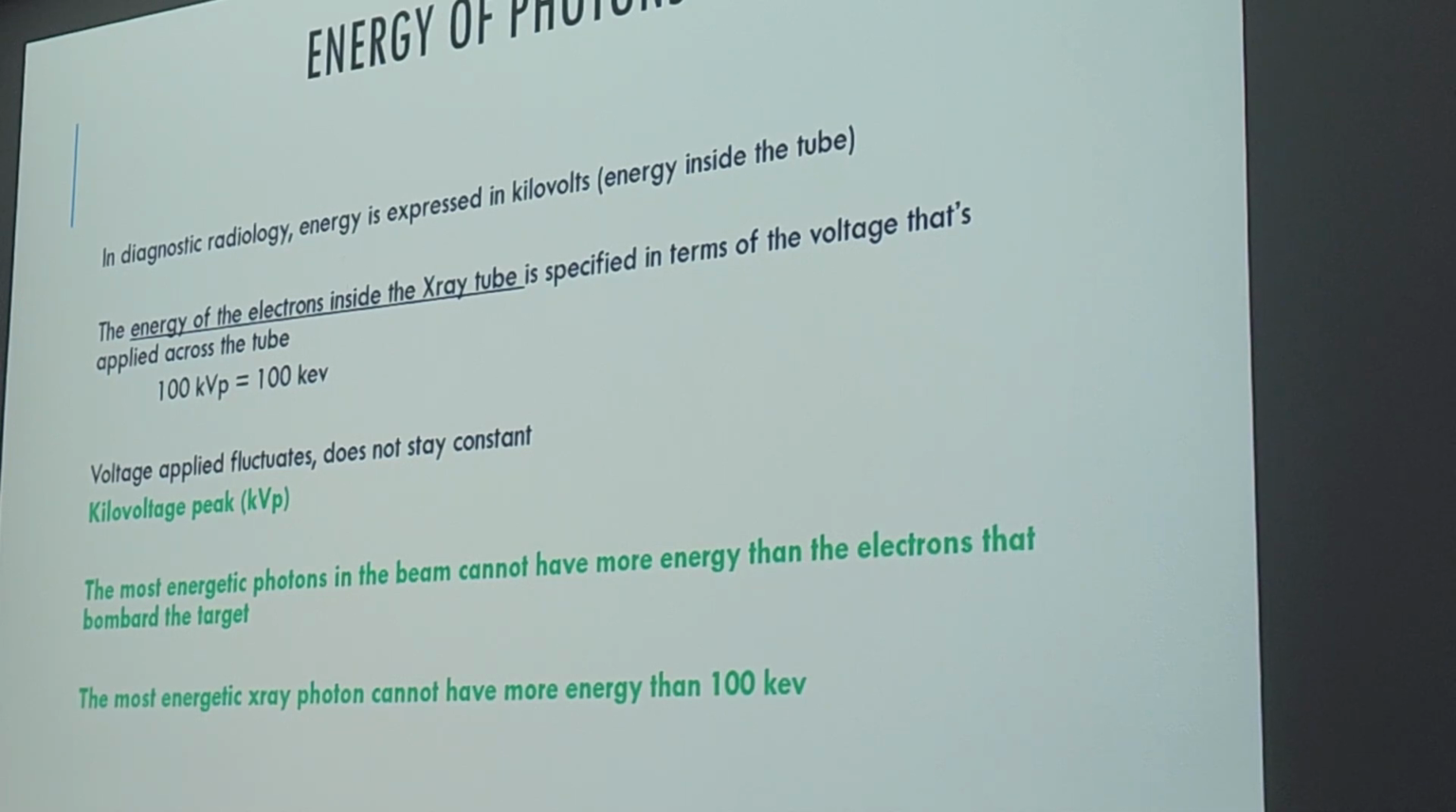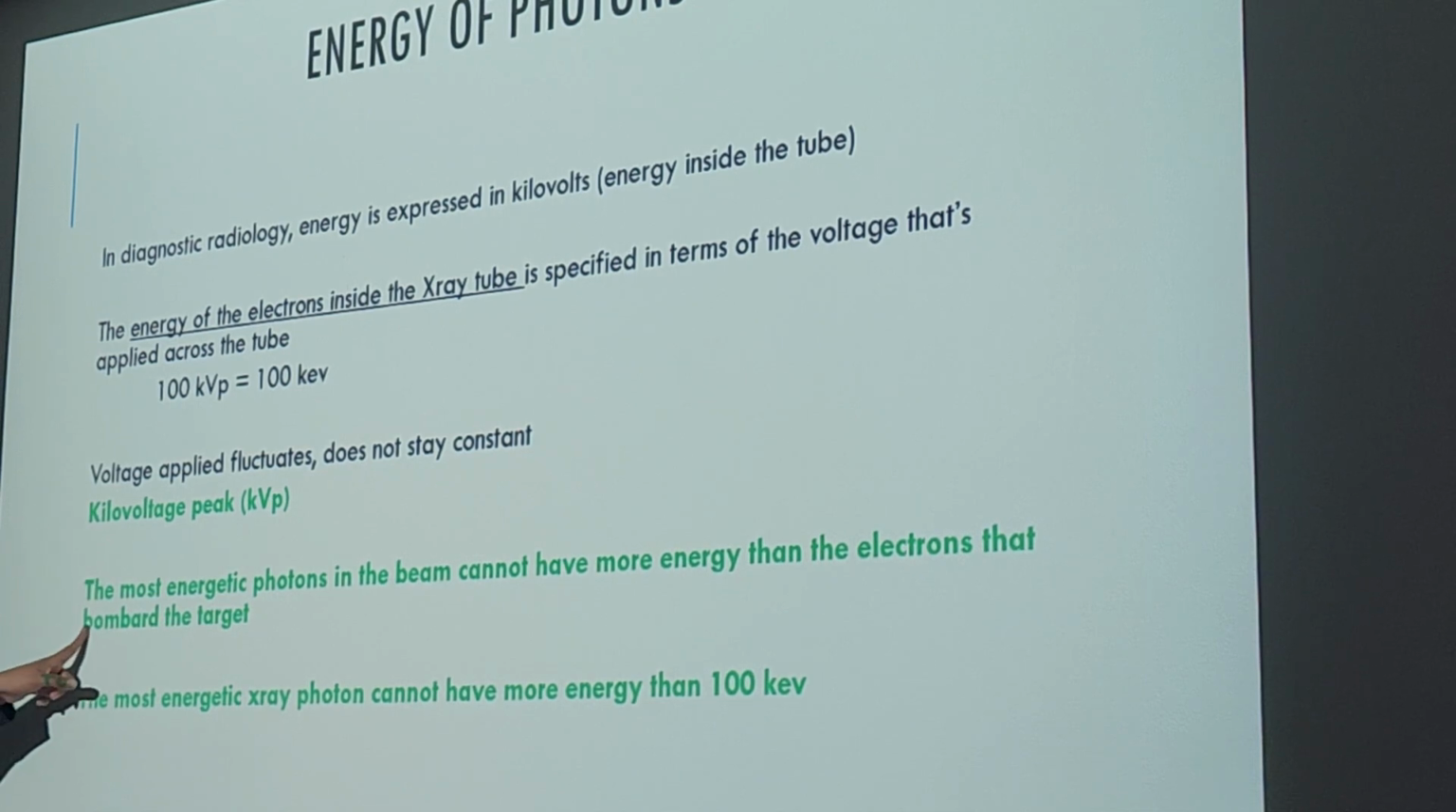So in diagnostic radiology, we express energy in kilovolts. When we say kilovolts, we're talking about the energy inside the X-ray tube. But when we're talking about the energy of the electrons, it's slightly different. It's no longer kilovolts, but kilo electron volts, because we're talking about electrons now. And earlier we said that the voltage that we apply fluctuates, correct? It's not going to be constant. And then our kVp is going to represent the highest energy that we get.